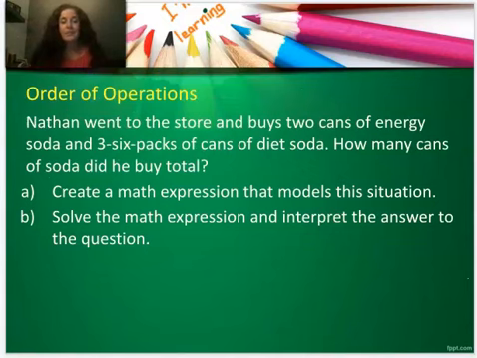Here's another example. So Nathan went to the store and buys 2 cans of energy drinks and 3 6-packs of cans of diet soda. How many cans did he buy in total? So create a mathematical expression that models this directly, and then simplify the mathematical expression and interpret the answer to the question.